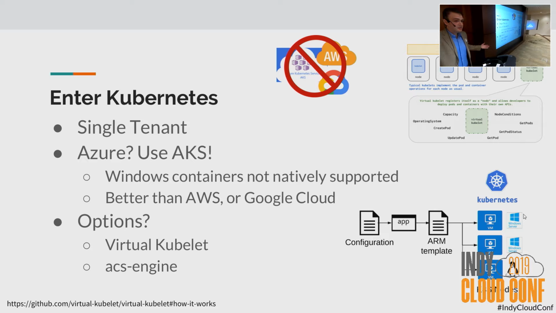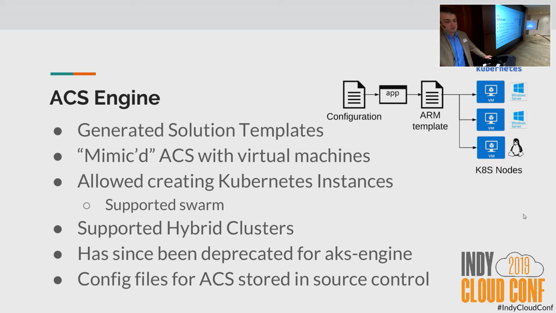It was better than AWS or Google Cloud, which don't support Windows containers in general. Some of Azure's other services do. So we had a couple options. We could have used Virtual Kubelet, which at the end of the day kind of translates API calls made by Kubernetes into other services like Azure's Container Service. Or we also could have used this tool called ACS Engine.